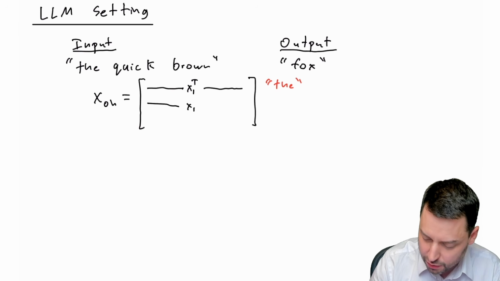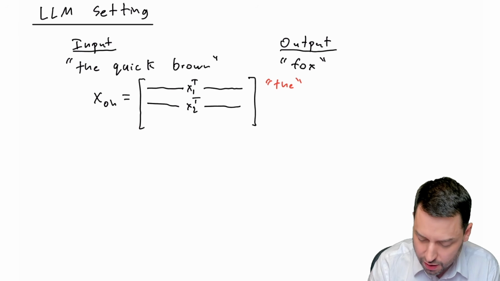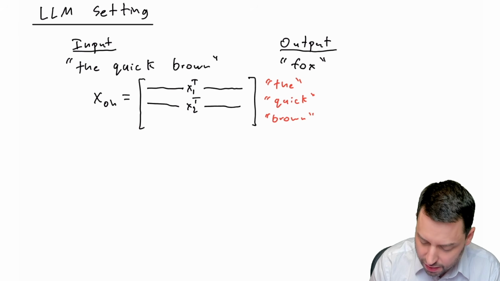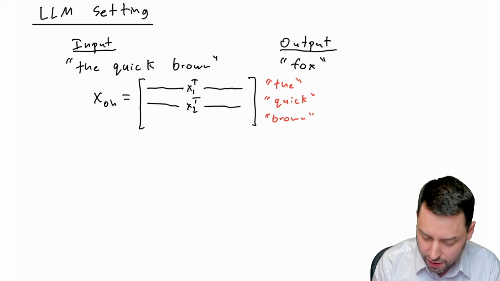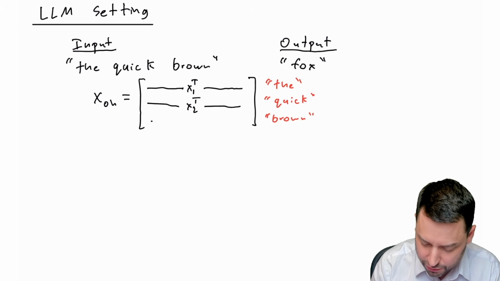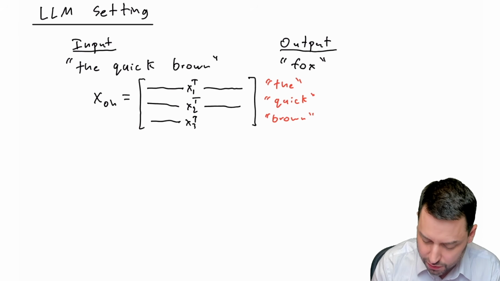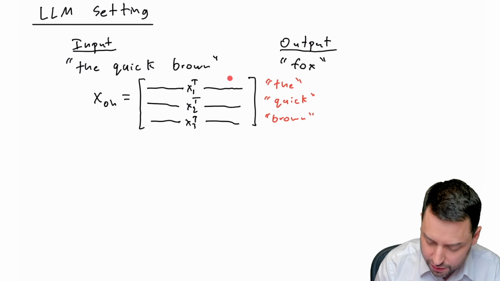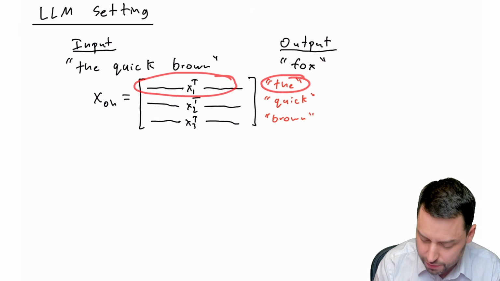In particular, we would use what we called this one-hot encoding to encode these things, and this would be the word "quick," etc. And the next one would be the word "brown." I'll just write the last one too. This would be x3 transpose. Each row in this matrix corresponded to one of these words.